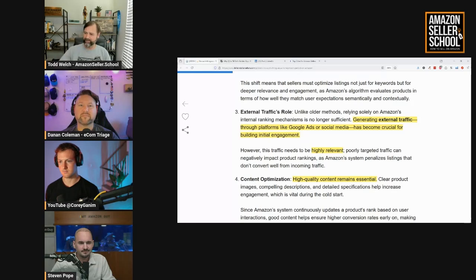The one that I show on the screen right now, I'm curious on your guys' thoughts on that. Now, this isn't necessarily anything that's changed, but they're really highlighting generating more external traffic through platforms like Google Ads and social media. So what are your thoughts, Stephen? What are you seeing at My Amazon Guy in terms of how much external traffic pushes a listing, especially in the beginning?